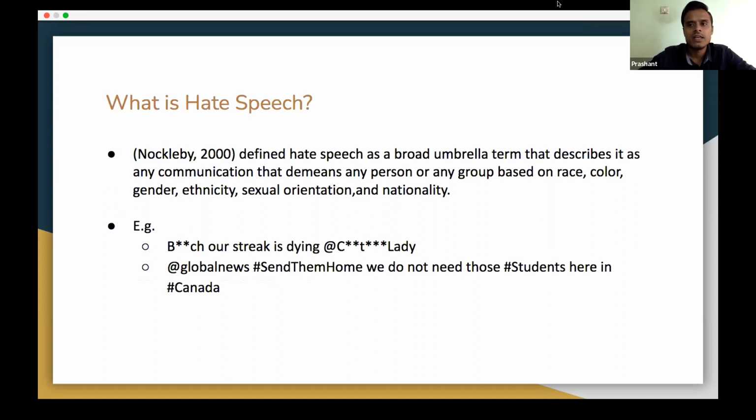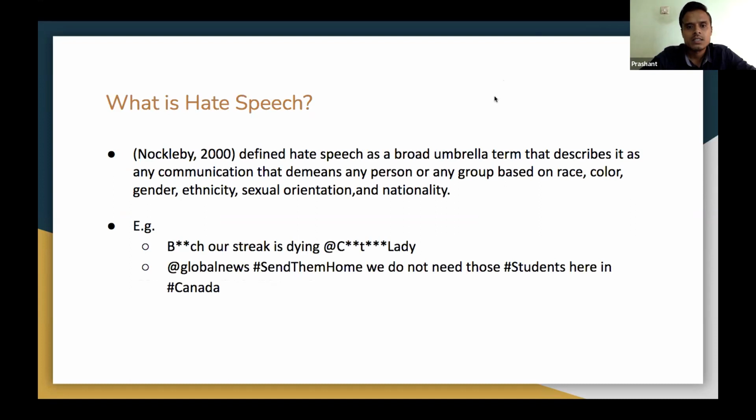Hate speech can be defined as a broad umbrella term that describes any communication that demeans any person or any group based on race, color, gender, ethnicity, sexual orientation, nationality, or any other factor. You can also see one example. The tokens containing the harmful meaning have been asterisked. You can see that the first sentence is hateful, whereas the second sentence is also hateful, but said in an implicit manner.